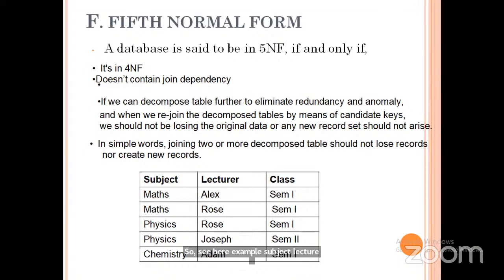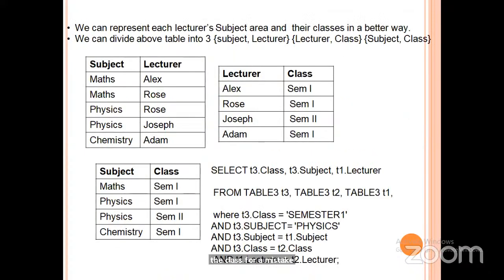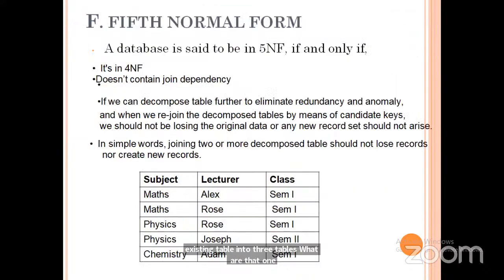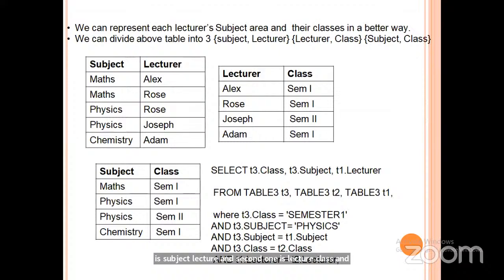Subject is Maths, lecturer is Alex, Sem 1. Like that, there is a subject column, a lecturer column, and a class column. So let us see the example. We can represent the existing table as three tables. One is subject and lecturer, the second is lecturer and class, and the third is subject and class. So here the subject area and their classes are represented in a better way. We divide into three tables: subject lecturer, lecturer class, subject class.